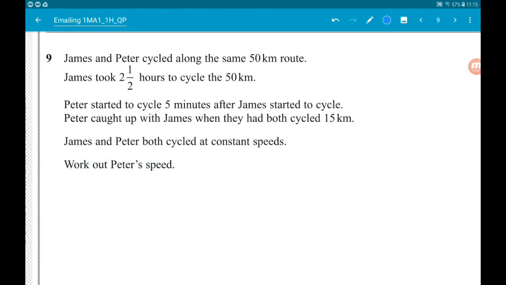Okay, number 9. 5 mark, speed, distance, time, fun. So for this, we're going to need to know that speed is distance over time. Okay, so quite a bit of information here. So James and Peter cycled along the same 50-kilometre route. Straight away, write down D is 50 kilometres.